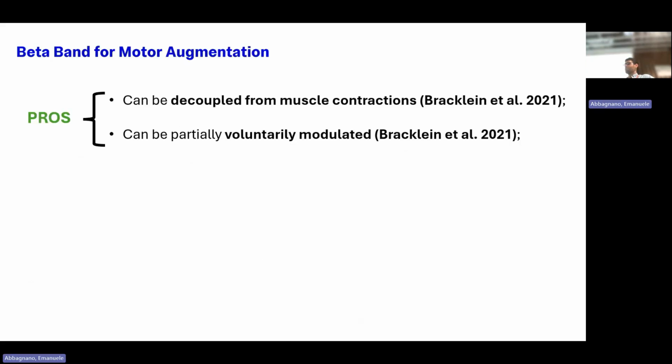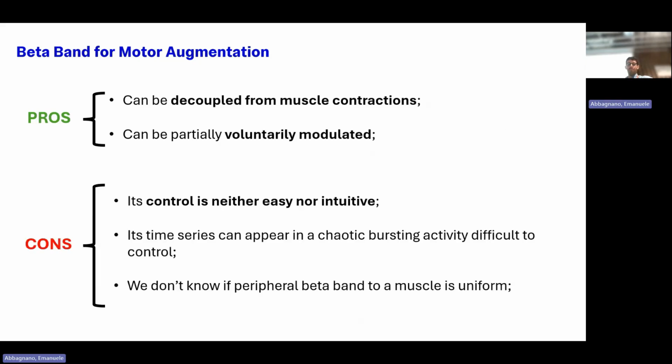Now, let's go back to the periphery. Let's say that we extract these oscillations from the periphery. We do know that they can be decoupled from muscle contraction, so we're doing isometric contraction, extracting these oscillations, and we can voluntarily modulate them when we give feedback of these oscillations to a person. There are also some cons, though. For example, its control is neither easy nor intuitive, which is something that we need to tackle. If we look at the time series of the signal, it looks like a chaotic signal. It's not easy to control in order to get the hang of it.